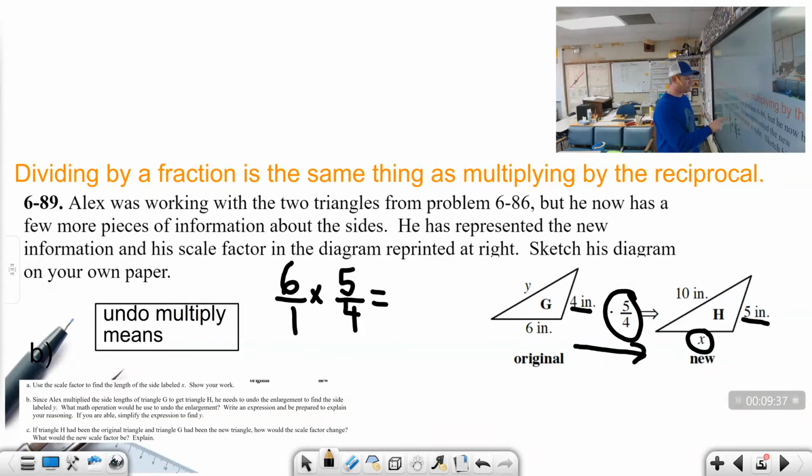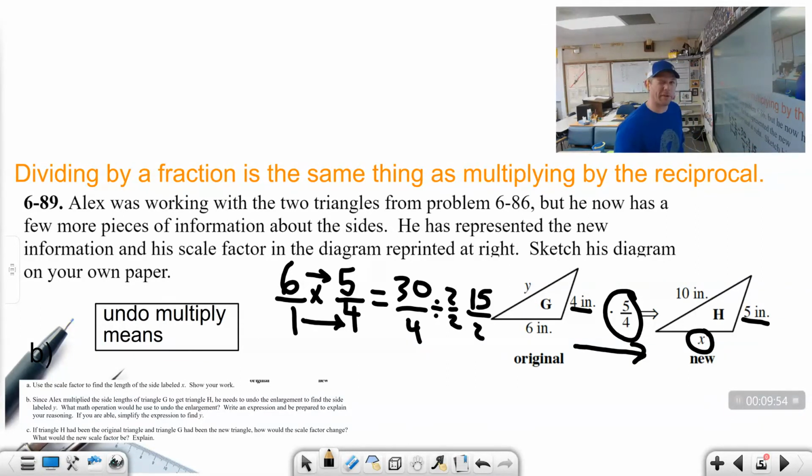So here we go. I'm going to multiply straight across. 6 times 5 is 30. 1 times 4 is 4. I can simplify this by dividing by 2. That's going to give me 15 over 2. 15 divided by 2 doesn't go in evenly, but I know it does give me 7 1/2. You could write 7.5. That would also be acceptable. Now that was driving forward.